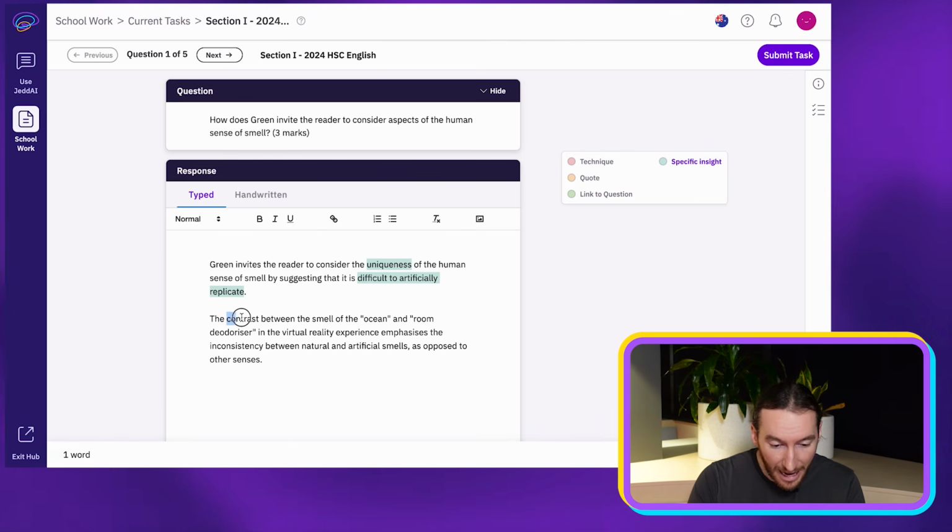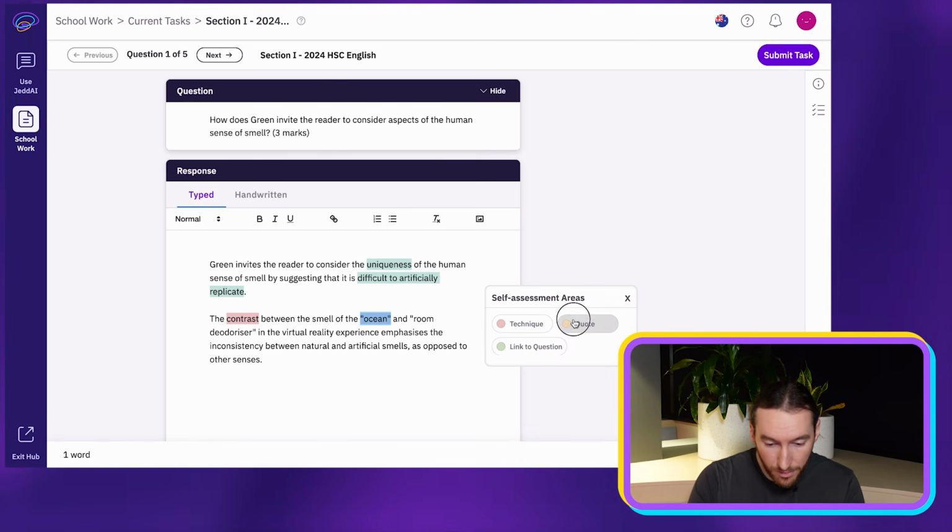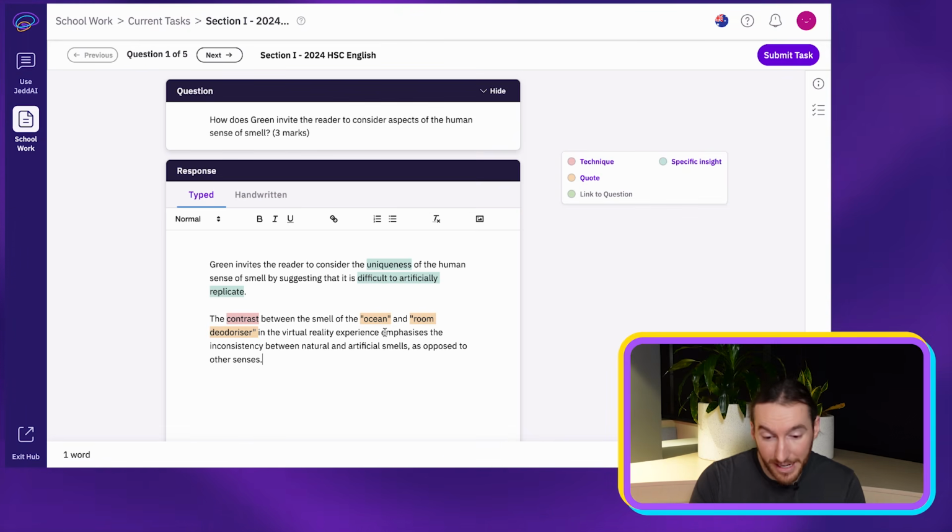So as long as we have a technique, we've said contrast, that's fine. You have to have a technique, but it doesn't need to be a fancy one. Between the smell of the ocean, this is where we're quoting, and room deodorizer in the virtual reality experience, emphasizes, that's our verb, the inconsistency between natural and artificial smells as opposed to other, I might even make it other human senses because it says the human sense of smell. Okay, so that is showing how it's unique, right? Now we could say emphasizes the inconsistency between natural and artificial smells as opposed to other human senses that are easier to recreate, okay?